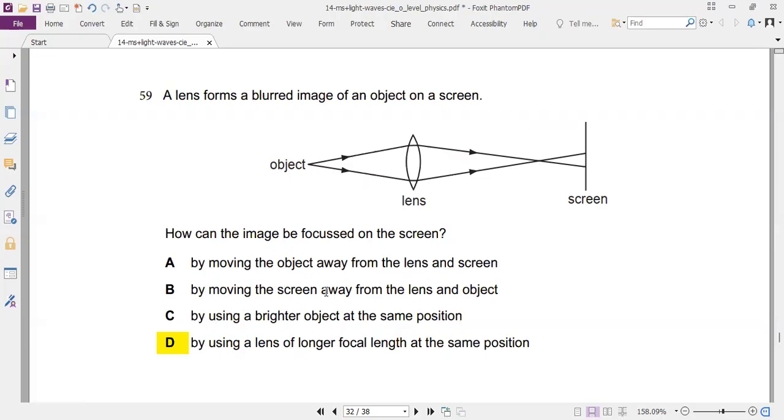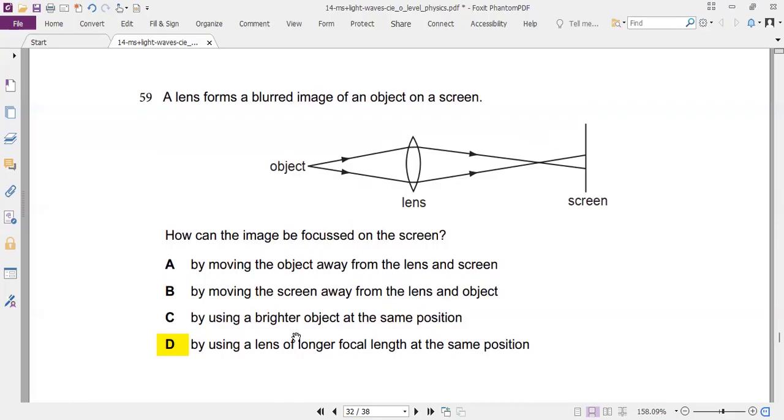By moving the screen away from the lens and the object? Moving the screen doesn't make any difference because the image has already been made here. It's not going to change the image. By using a brighter object? No.